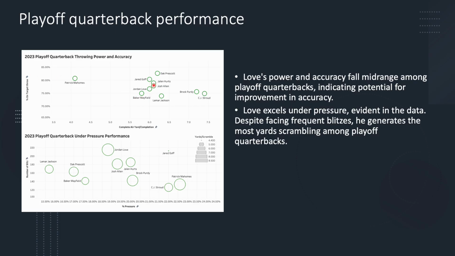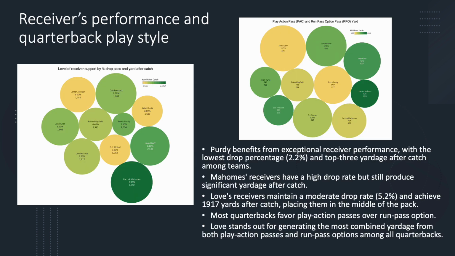Love's power and accuracy fall mid-range among playoff quarterbacks, indicating potential for improvement. He excels under pressure, evident in the plot. Despite facing frequent blitzes, he generates the most yards scrambling among playoff quarterbacks. Love's receivers maintain a moderate drop rate but achieve high yards after catch, placing them in the middle of the pack. Here, Love stands out for generating the most combined yards from both play action pass and run pass option among all quarterbacks.